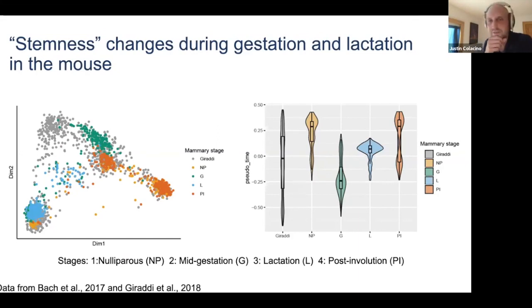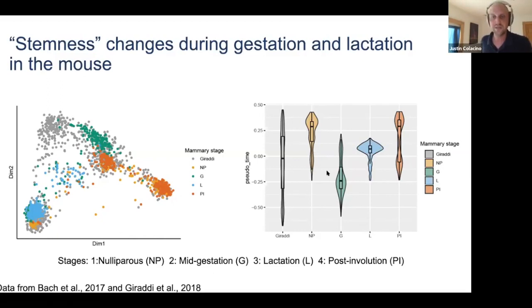We're also curious about seeing how these stem cell phenotypes change throughout key developmental life stages in the mouse. And so this is a nice data set from Bach et al. where they had done single cell RNA profiling of the mammary gland from nulliparous mice, meaning mice that had never had a child, mice that were mid-gestation, so they were currently pregnant, mice who were lactating, and then mice who had stopped lactating and undergone this natural process called post-involution. And so we can map those mouse pregnancy data on top of the mouse developmental trajectory. And it's pretty interesting, I think.